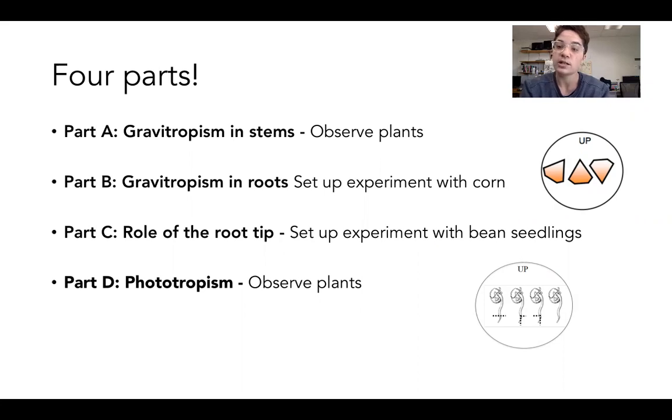In part B, we're going to be looking at the gravitropism in roots. We're going to be setting up an experiment with corn. Please read through the directions in the lab handout before you come to lab, because it'll explain what we're doing. Basically we're going to have Petri dishes that we place in a vertical position, and we're going to be placing corn seeds in different positions, like on this diagram here, and we're going to see in what direction the roots go for this experiment.